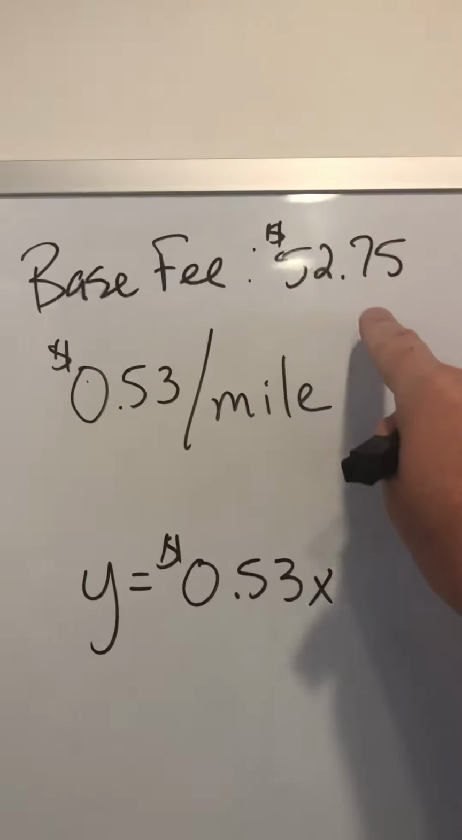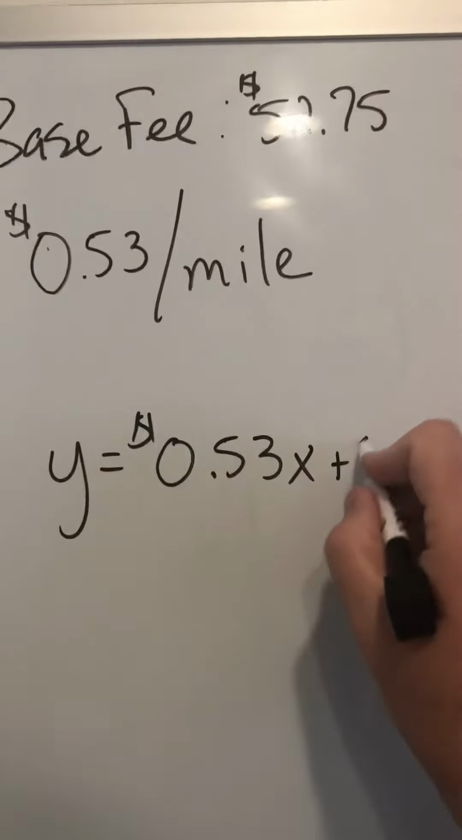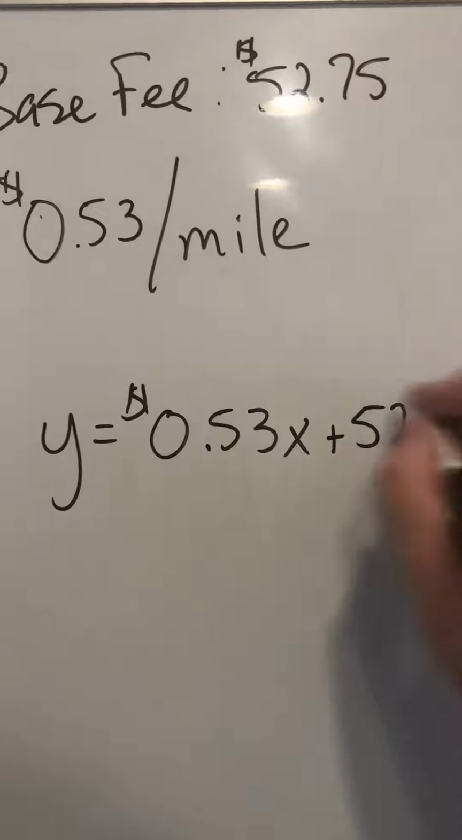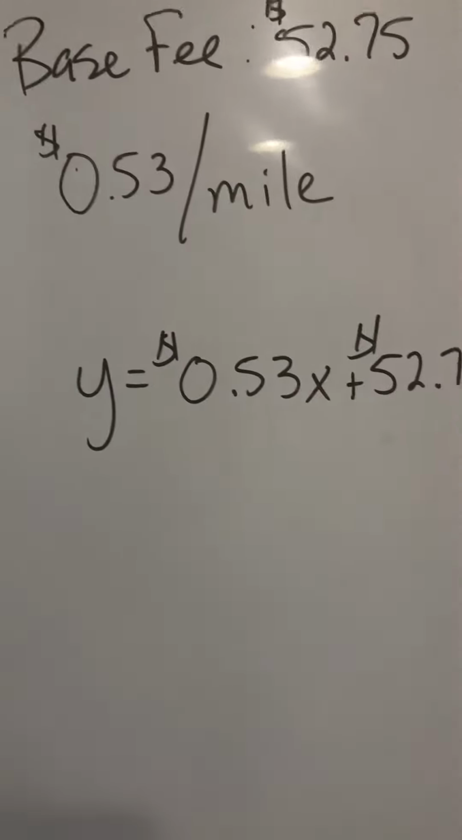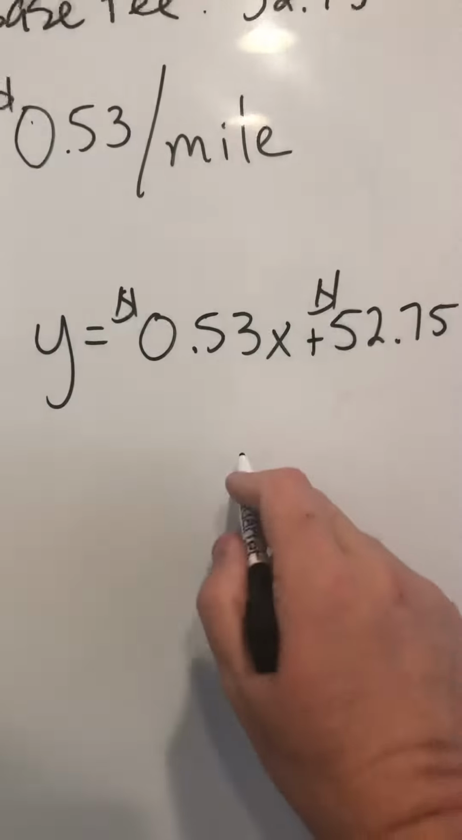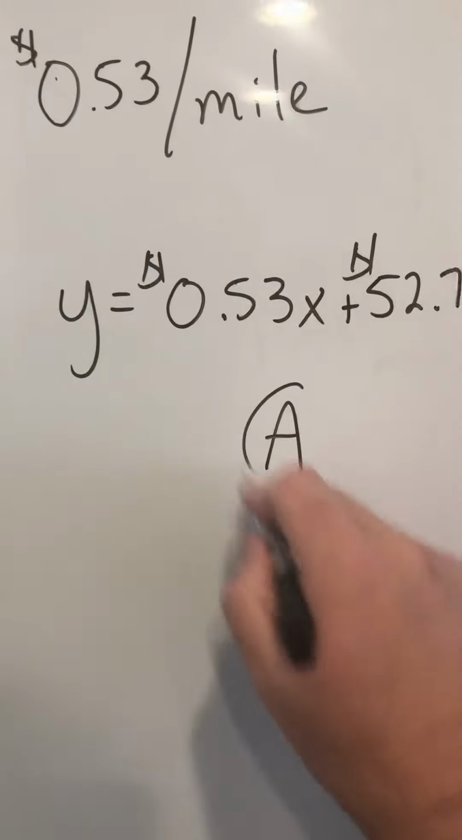And then the base fee doesn't change. So that's always going to be $52.75. So there's your equation, and if you go ahead down and look at what the answers are, that's A.